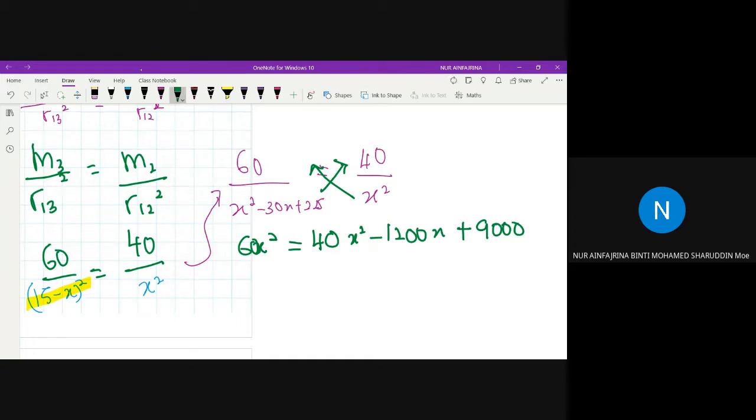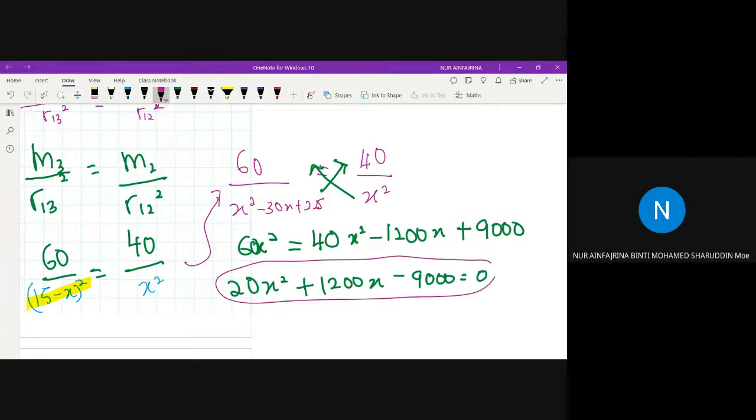And then kita akan bawa all this equation ke belah kiri. So 60 tolak 40 awak akan dapat 20x squared plus 1200x minus 9,000 equals to 0. So from here masukkan dalam calculator quadratic equation. So this is quadratic equation. Masukkan dalam calculator. Quadratic equation di mana where your A is 20, your B is 1200 and your C is negative 9,000. So bila dah masuk dalam calculator, okay, cuba masukkan korang dapat berapa?